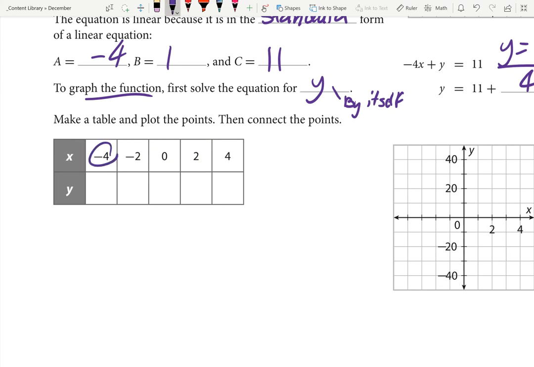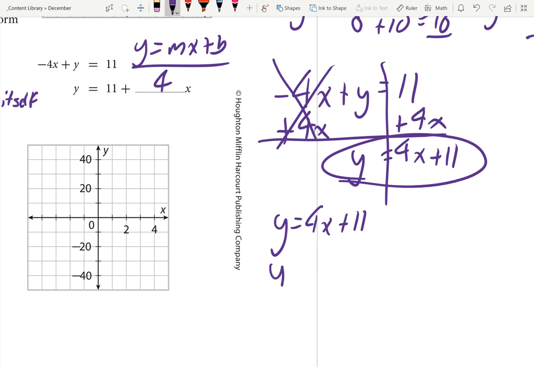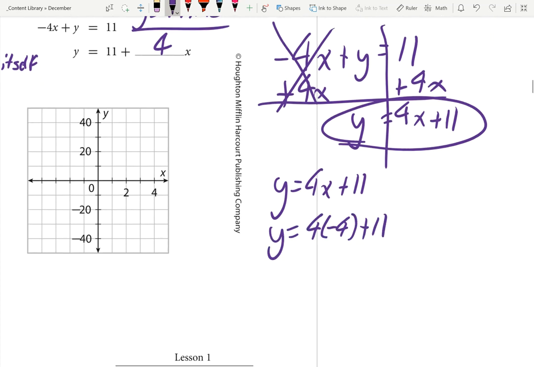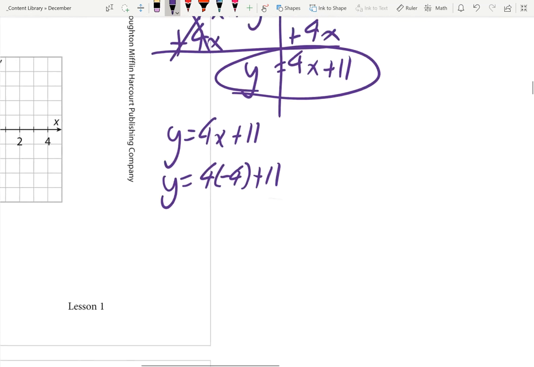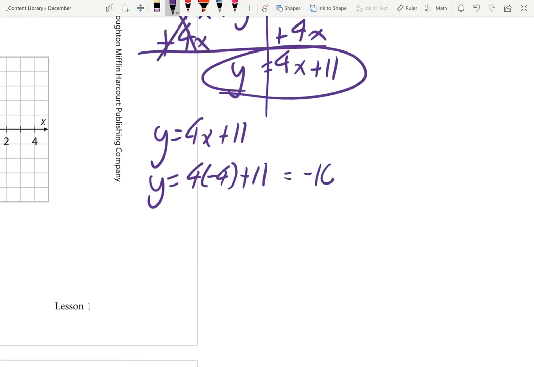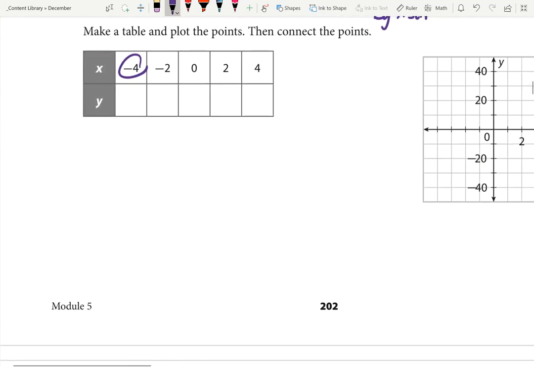We'll start with negative 4. So we'll plug negative 4 in for x. So this is y equals 4 times negative 4 plus 11. Now this comes out to be negative 16 plus 11, which equals negative 5. So we're going to put that in our table for negative 4.